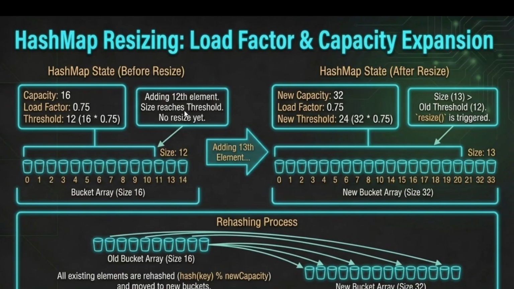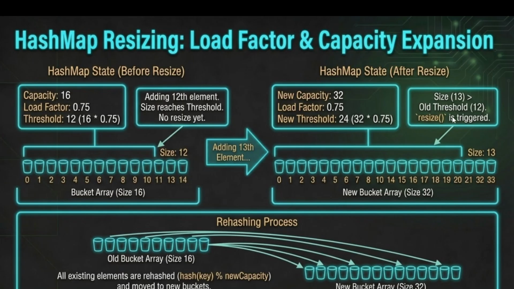Here you can see HashMap resizing. I have a capacity of 16 with the load factor 0.75, so the threshold will be 12. When the 13th element is added, the new capacity becomes 32. Load factor 0.75, so the new threshold will be 24, that is 32 into 0.75. The size is 13, the old threshold is 12.